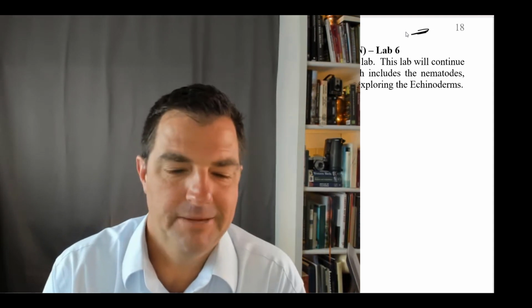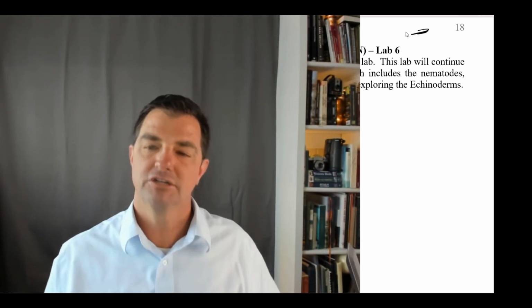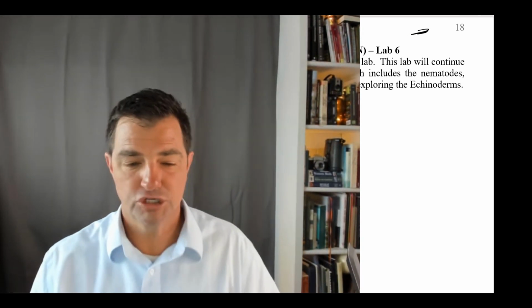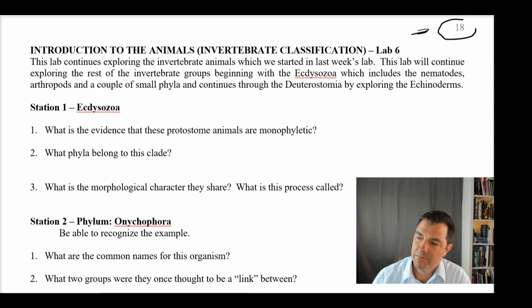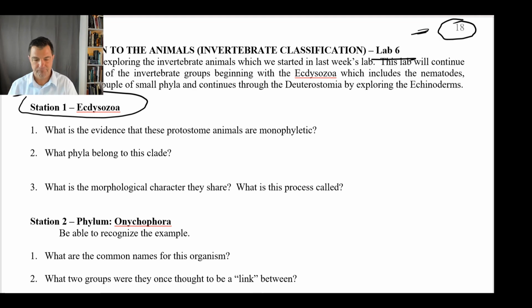All right, hello everybody. I'm going to walk you through a lab this week and try to point out some things to get you prepared. So we're going to be starting this lab, which will run through Onychophora all the way to echinoderms, and that will finish off this packet. In this particular lab, that's going to be page 18, and it's called Lab 6. And station 1 of that, just so you know where you're at, is the Ecdysozoa there.